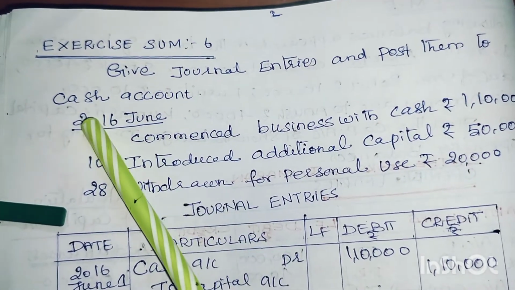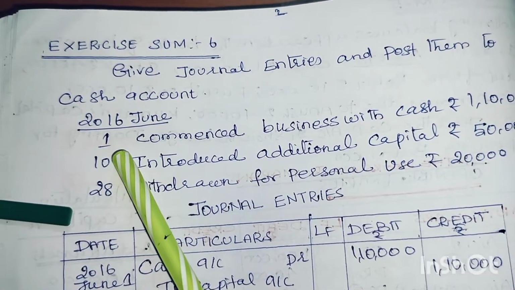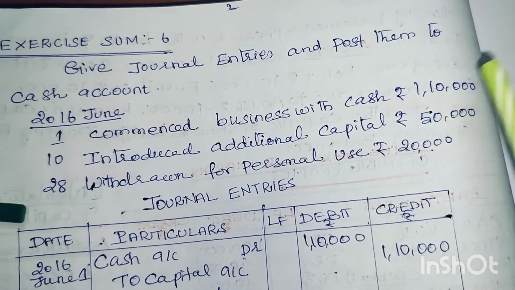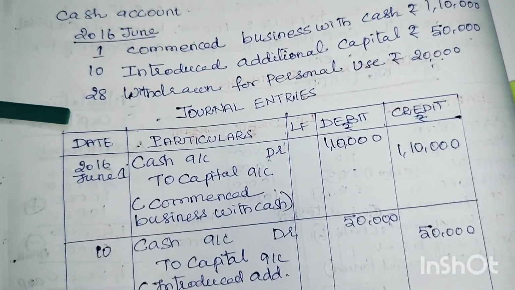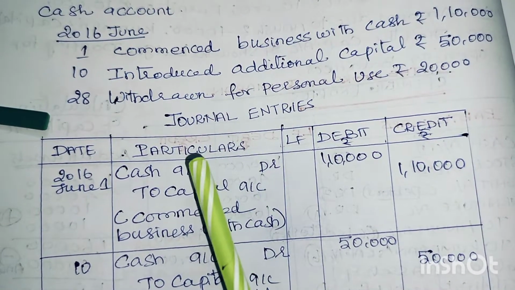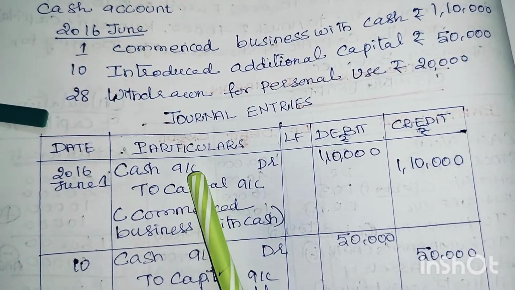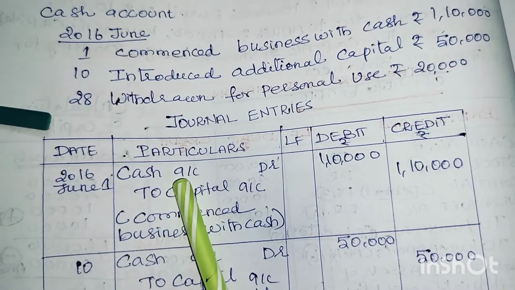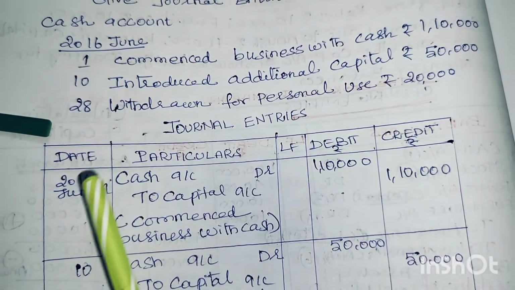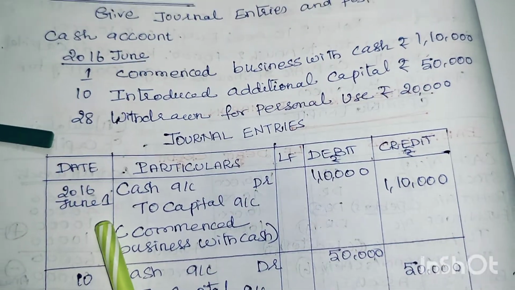The transaction is 2016 June 1 commenced business with cash rupees 1,10,000. What is the journal entry? Commenced business with cash means cash comes into your business. Your cash account increases, so you debit the cash account. Cash account debtor 1,10,000 rupees dated on 2016 June 1, right?